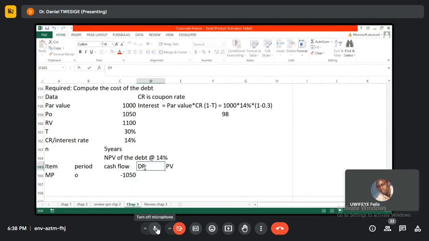Remember here, our discounting factor is at 14%. That's what we have selected in the first place. Then I have the interest that I'm going to pay from year 1 to year 5.